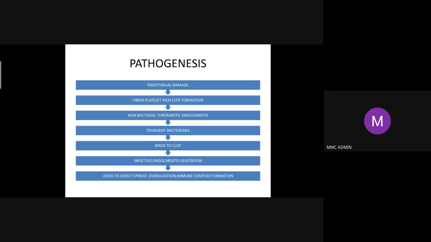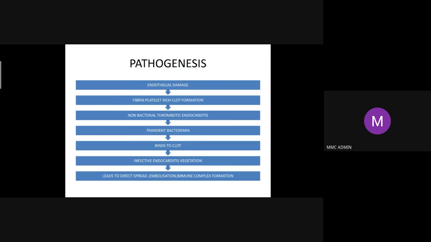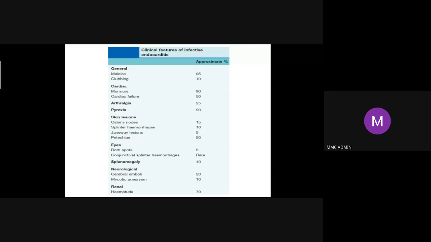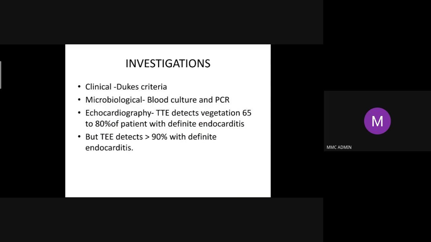Then the vegetation may lead to direct spread, or it may get embolized, or immune complexes will be formed. These are the most important processes responsible for the development of the clinical features. After the formation of the vegetation and embolization, we get the vascular and immunological phenomena. I have already discussed that previously.